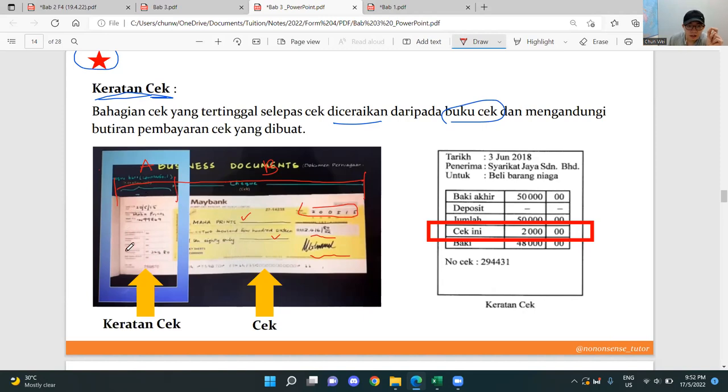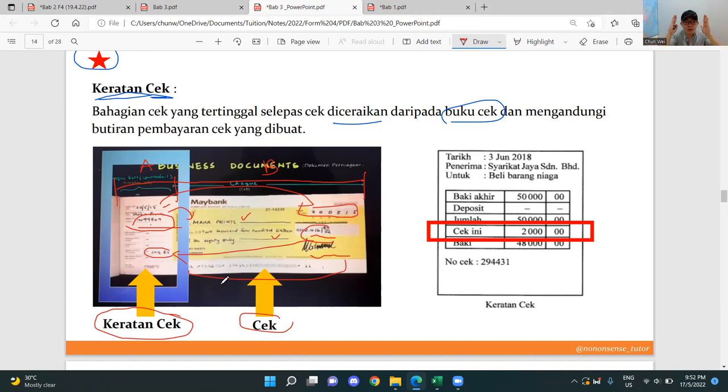Beside this small part, the A part, which we call a keratan check. This part we call the check, but this small part on your left is the keratan check. Then the same, the date must be the same. Who, and then the number of the check, or the invoice, what is it for? This is the kegunaan, what is it for, and how much? So it must be the same. After that, you can tear it off. Or sometimes you tear off first, then you write. But most importantly, you have to write so that we know where this check actually goes.